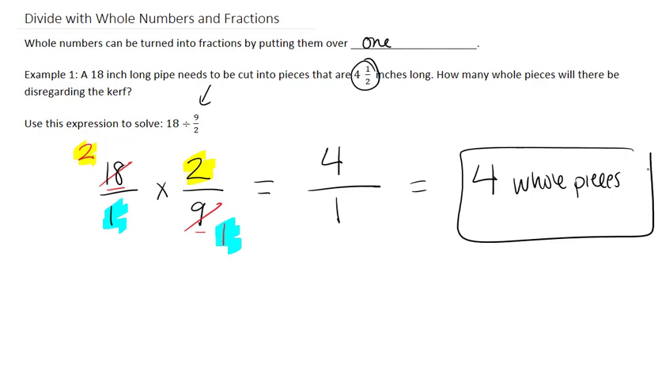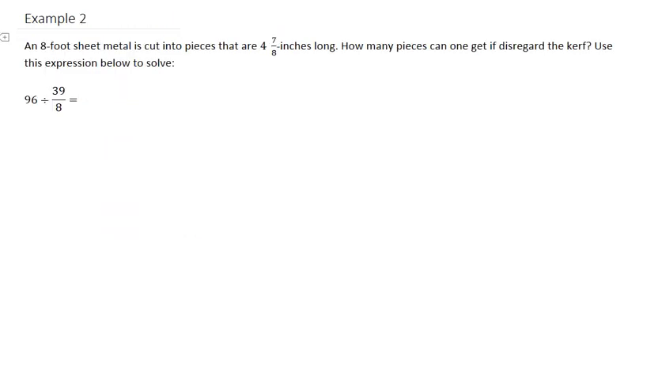Now let's do another example. An 8-foot sheet metal is cut into pieces that are 4 7/8 inches long. How many pieces can one get if we disregard the curve? So we're going to use the expression below. We have 96 divided by the improper fraction of this mixed number, which is 39 over 8. Now we can make this a new problem.